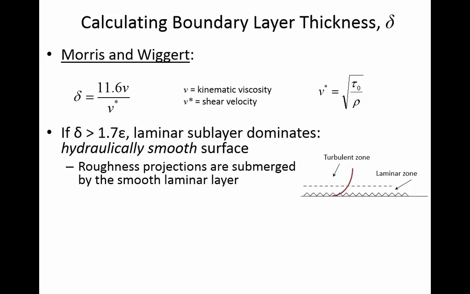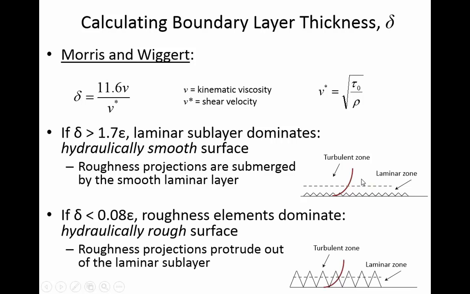And so you have very different hydraulic behavior if the laminar layer is completely submerging those roughness elements compared to if the thickness of the laminar layer is less than 0.08 times the height of the roughness elements, epsilon. And that's it. Leaves a huge no man's land, doesn't it? You know, the first question you're thinking is, well, what about between 0.08 and 1.7? Well, that's a transition zone.